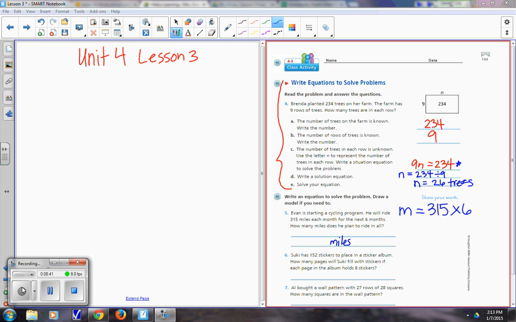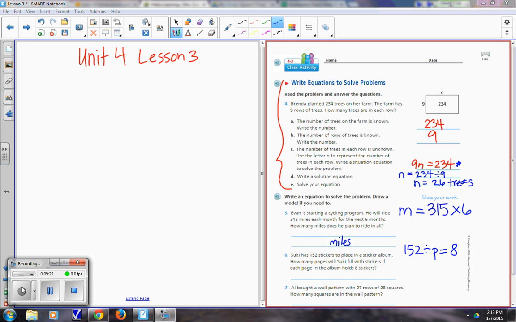Suki has 152 stickers to place in a sticker album. How many pages will Suki fill with stickers if each page in the album holds 8 stickers? So Suki is starting off with 152 stickers. How many pages will she fill if each page in the album holds 8 stickers? So I'm going to divide this 152 by an unknown amount of pages because I know that each page is going to have 8 stickers.